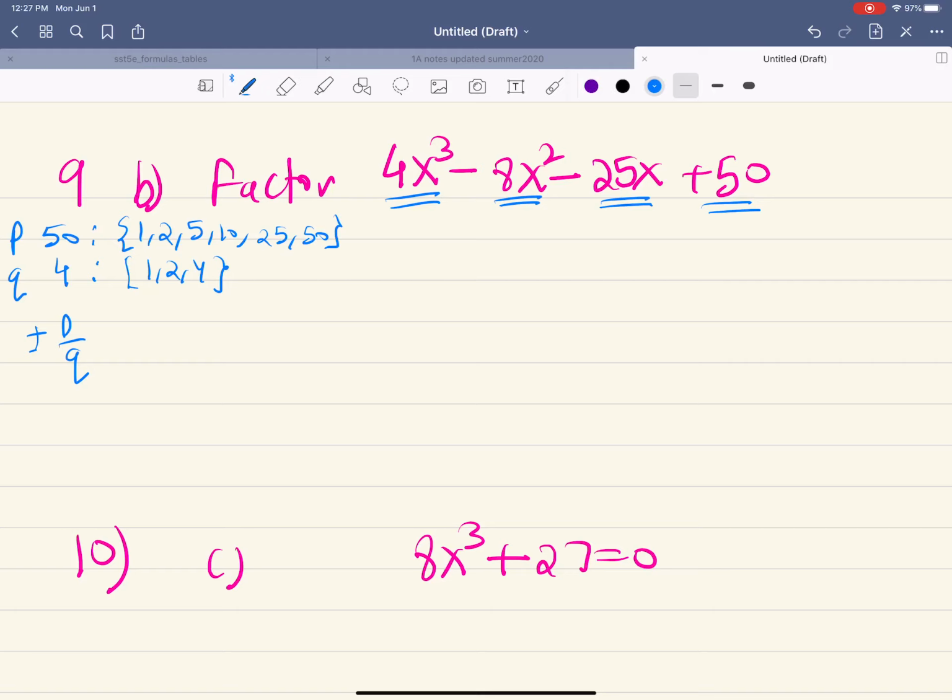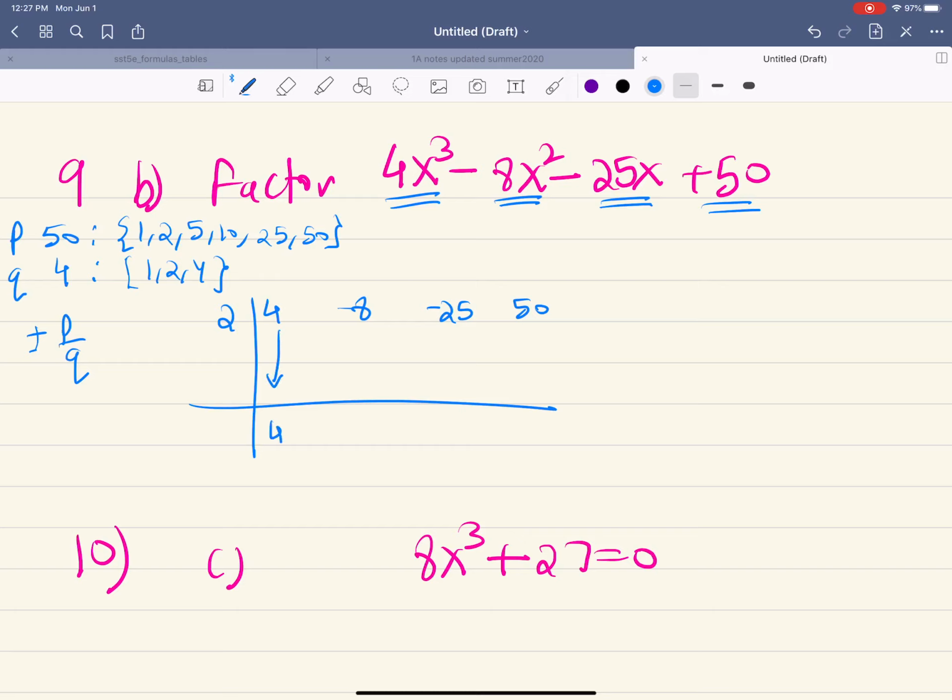Okay. So I'm going to try. I already know 1 is not a zero over here. I just did a mental plug-in really quick, and I can see 1 or negative 1 are not zeros. My next goal is to try 2 and see if 2 is a zero. So I'm going to try synthetic division with the 2. And I have 4, negative 8, negative 25, and 50. Make sure there's no missing terms. If there's a missing term, you want to add a 0 there.